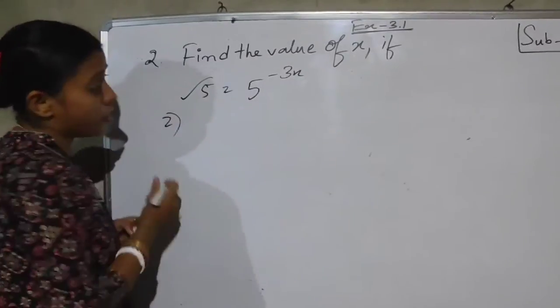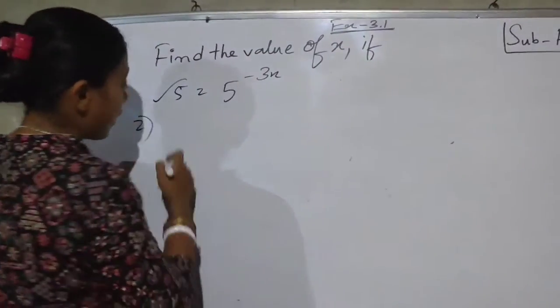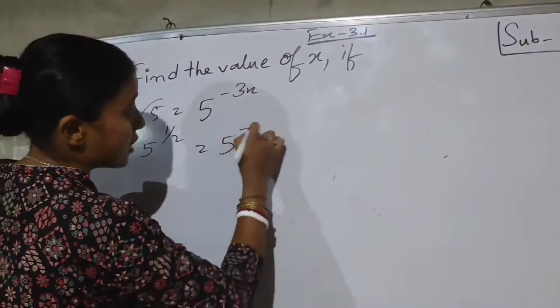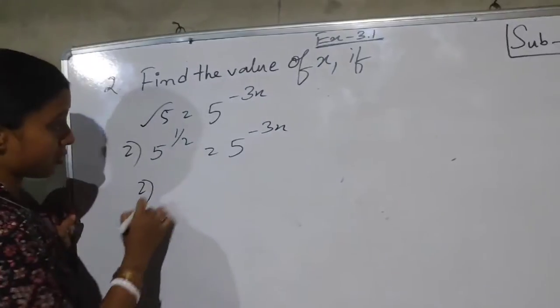Again you see here, root 5, what can we write? We can write 5 to the power 1 by 2. And this side is 5 to the power minus 3x.